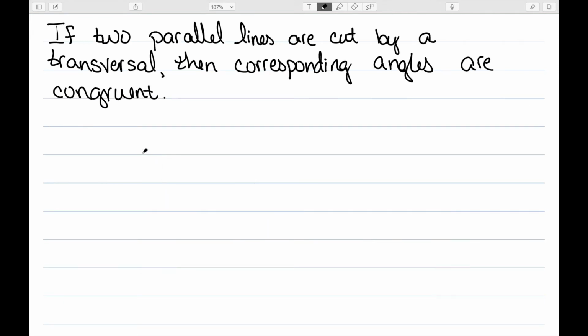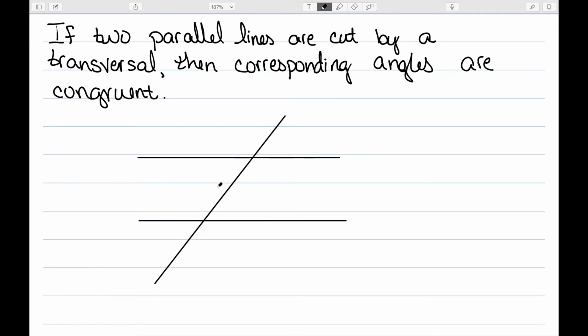The first corollary to that theorem says if I have two parallel lines and we know they're cut by a transversal, then corresponding angles are congruent. So I know this angle here is congruent to this one here by my last theorem and the alternate interior angles. I also know that vertical angles are congruent. So now I have corresponding angles are congruent.